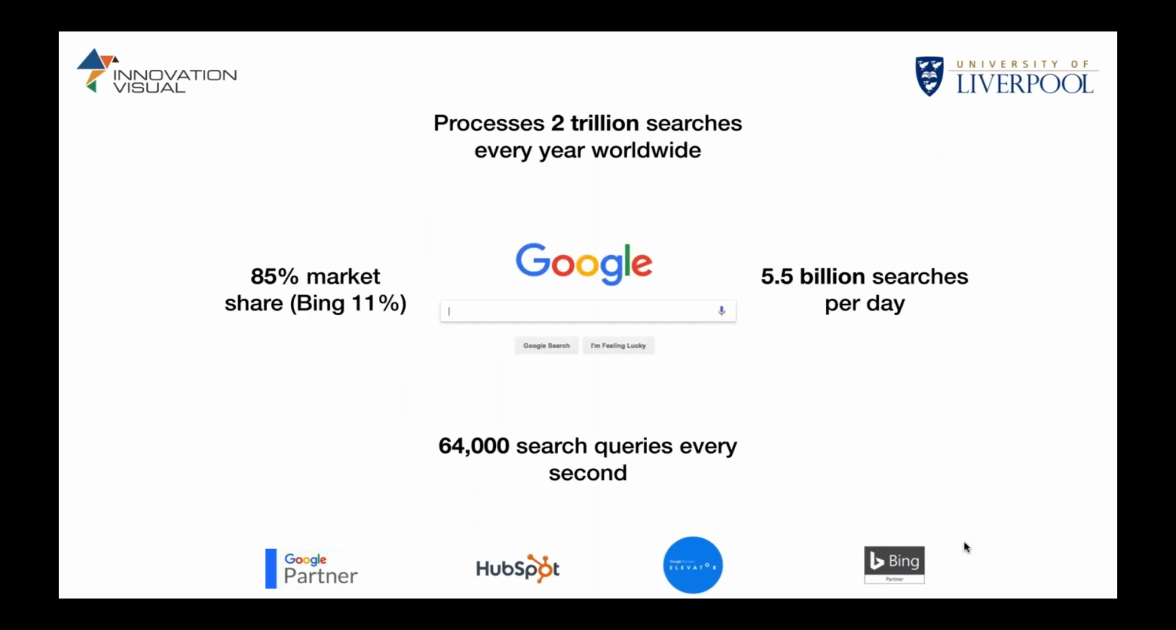So Google, we've all heard of Google. It's the biggest search engine in the world, definitely, and especially in the UK. As you can see there, 85% market share. So I think when you look at these numbers, it is just crazy. I mean, 64,000 search queries every second. That's how many Google handles. That is a ridiculous number. And again, this is a number that's just growing continuously.